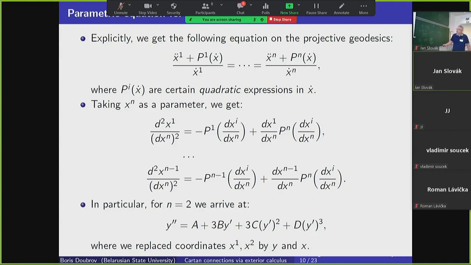A very interesting question that I will probably speak about next time is whether or not, given such an equation, you can actually reconstruct a projective connection for which this equation defines your projective geodesics, and how unique this projective connection is.